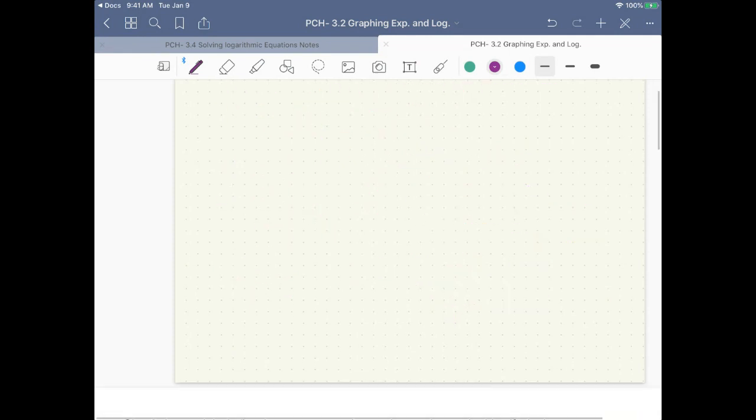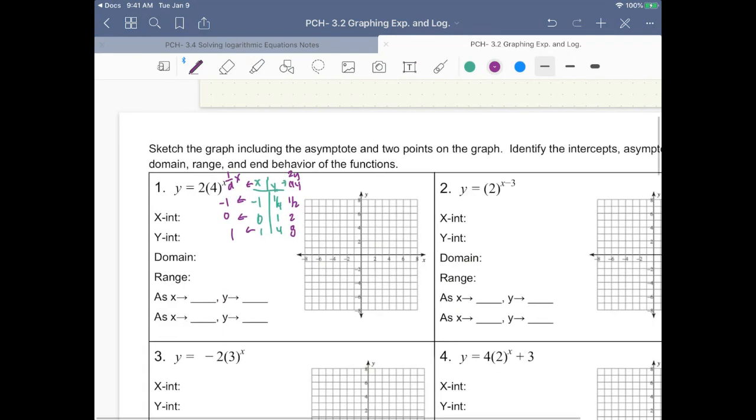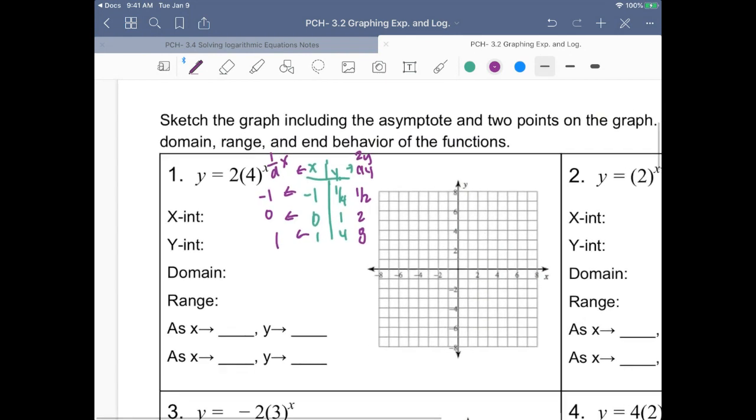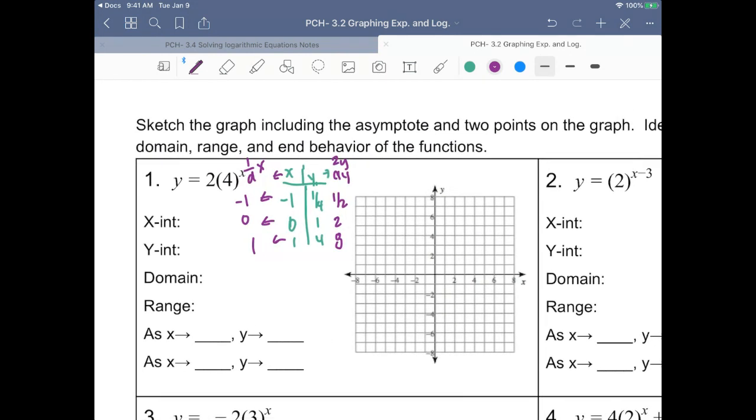Okay, let's get to graphing. So I started my table. Remember, each exponential function has its own mother function. So I used 4 to the x, and so this is 4 to the x. And then I went ahead and I multiplied the y's by 2 times y, since my stretch value is 2. So I did 1/4 times 2 gives me 1/2, so on and so forth. I didn't have the stretch value for d, so I just left those points the same.